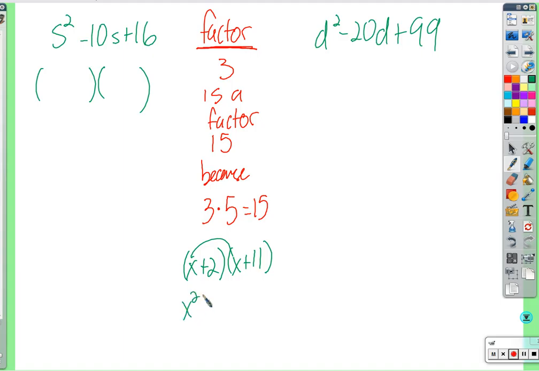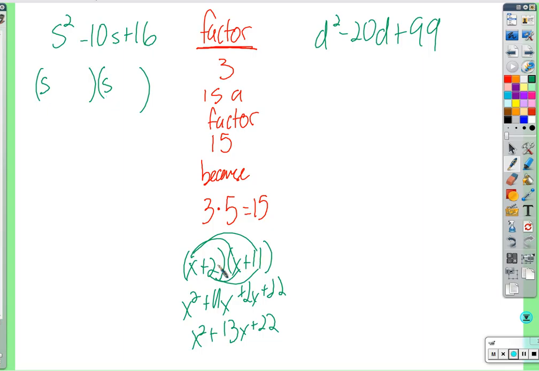So real quick, x squared plus 11x plus 2x plus 22. And we add these two together, x squared plus 13x plus 22. So here we multiplied, and if we were to start with this one and go this direction, that would be called factoring. So we notice that x times x is x squared. That makes the first part pretty easy. If we want to get an x squared, we must have an x times an x. x times x is x squared.